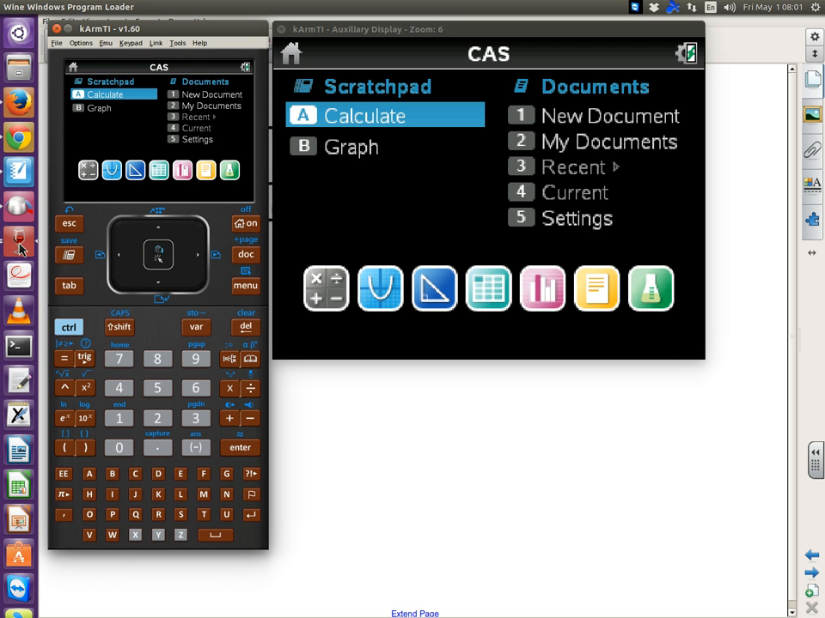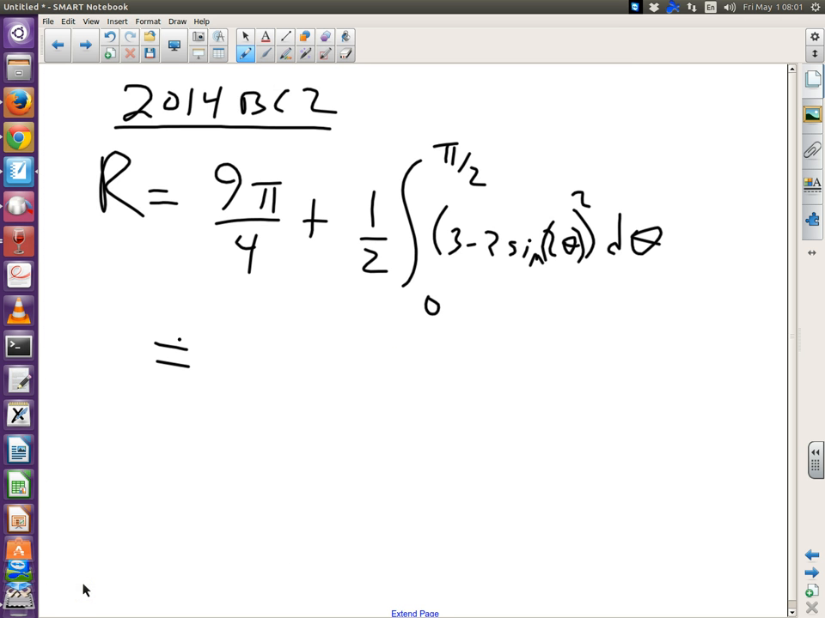Why did you do 1/2? Because remember we talked about this yesterday. The area of a circular slice, we're slicing it up into little pieces of circles, was 1/2 r squared theta. That's what it is. We're adding up circular slices. All right, so let's do it.